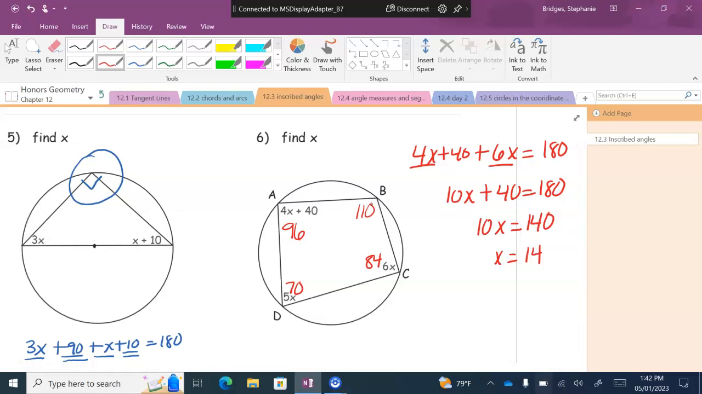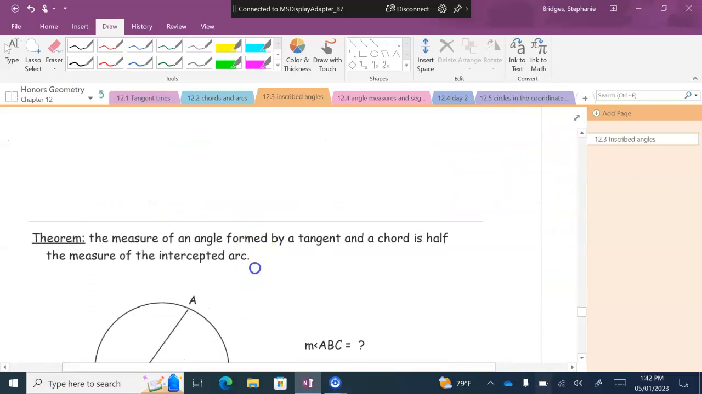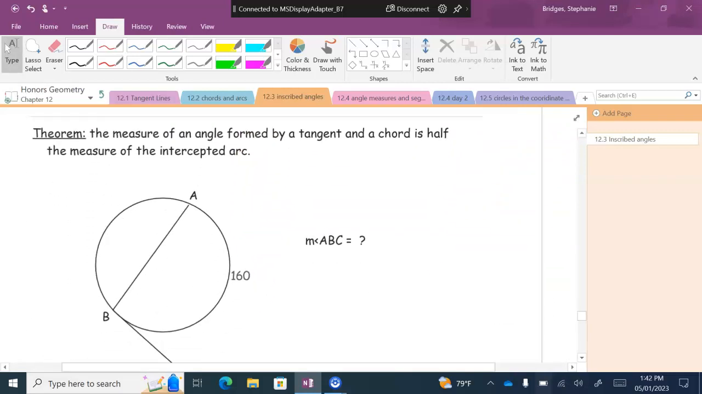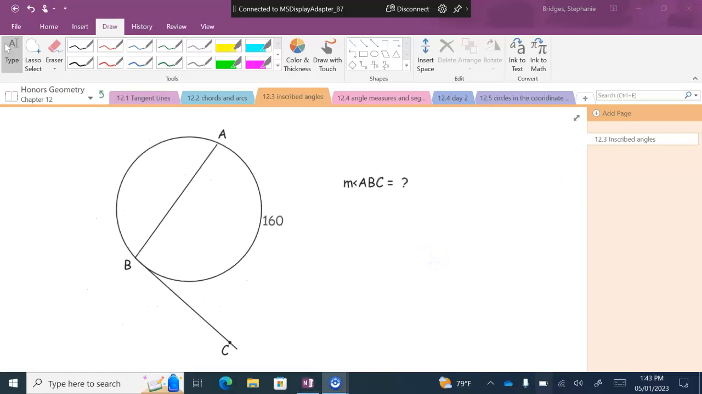We do have one theorem that you need to talk about. Yes, another one. So the theorem basically says an angle that is formed by a chord, in this picture, which one of those is a chord? AB, okay, an angle formed by a chord and a tangent. Which one is our tangent? BC. It says that angle is going to be half of its arc.